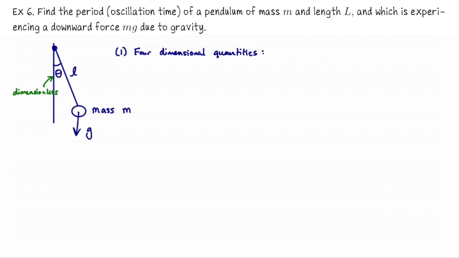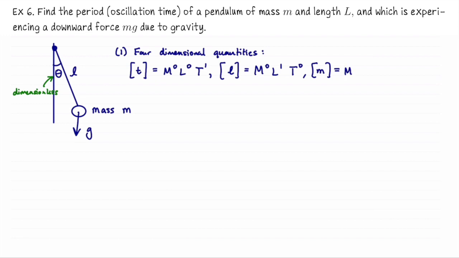Let's start with the period. We'll call it lowercase t for time. Of course, that's going to be m to the 0, L to the 0, t to the 1. That's a unit of time. Then we have L, that's a length measurement. So that's m to the 0, L to the 1, t to the 0. The mass is a mass. So that's going to be m to the 1, L to the 0, t to the 0.